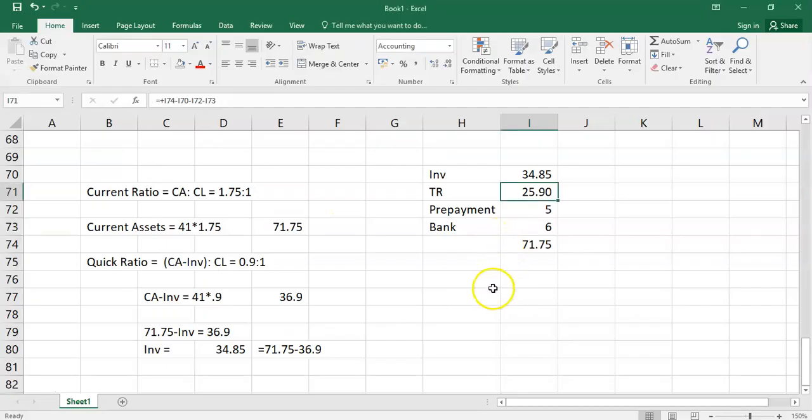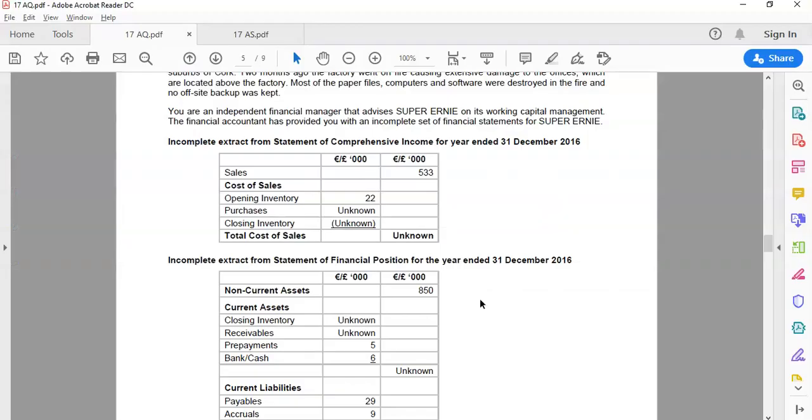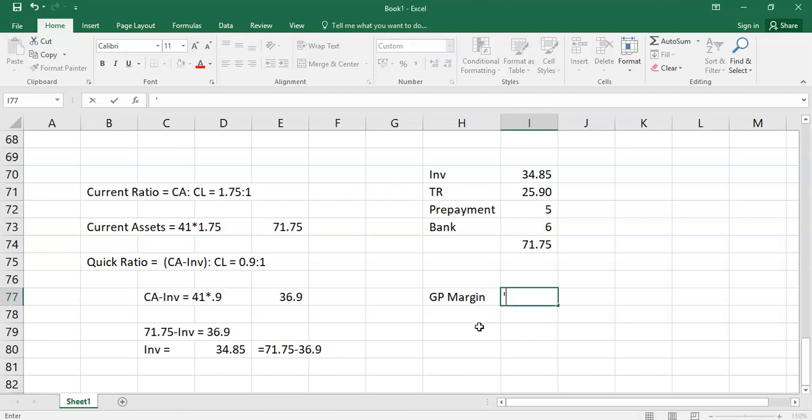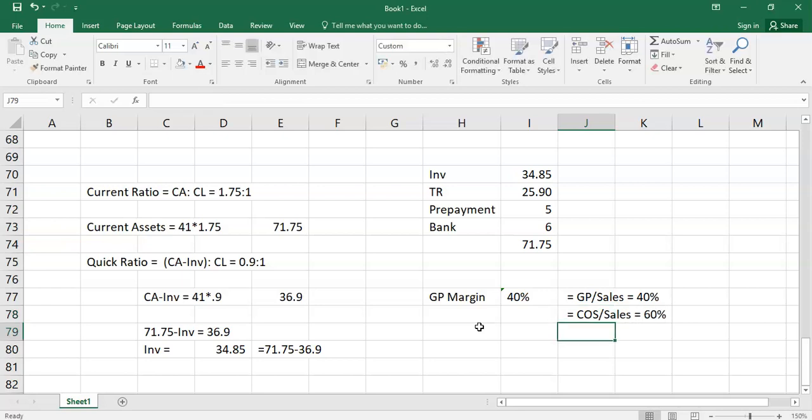But what we do know is the gross profit margin, you're told in the question, is 40%. So what that means is, gross profit over sales equals 40%. Now you might think, oh, I'm sure that's going to be no use to me. But that means cost of sales over sales must be 60%. Because it either is going to be gross profit or cost of sales.